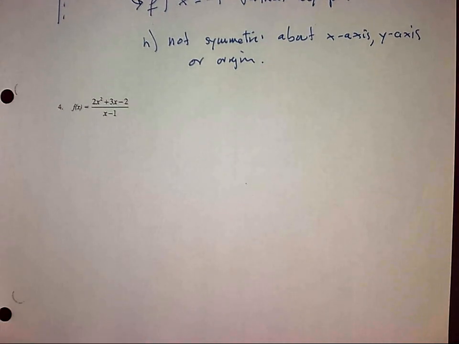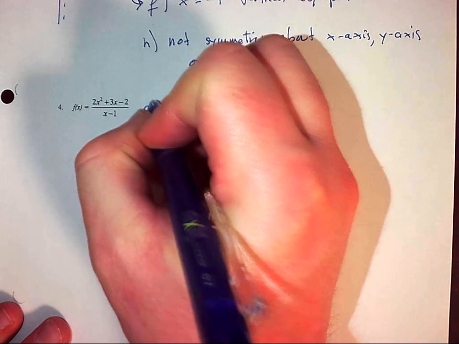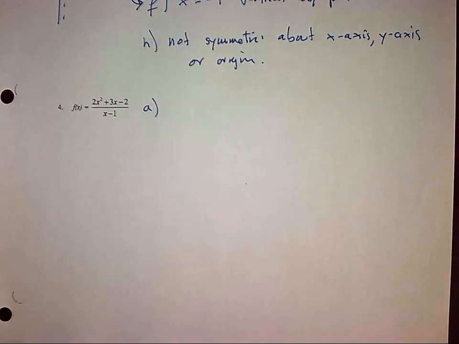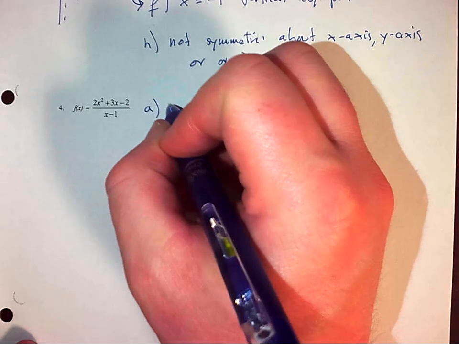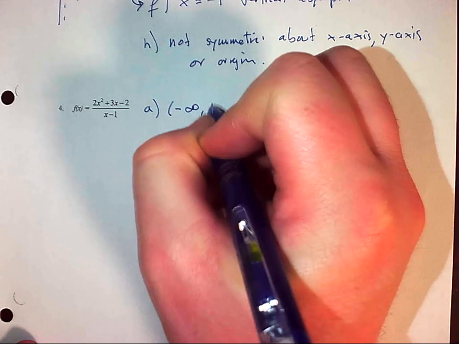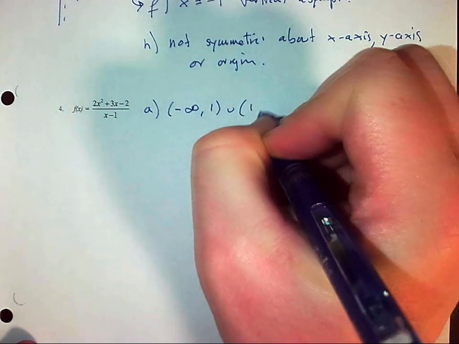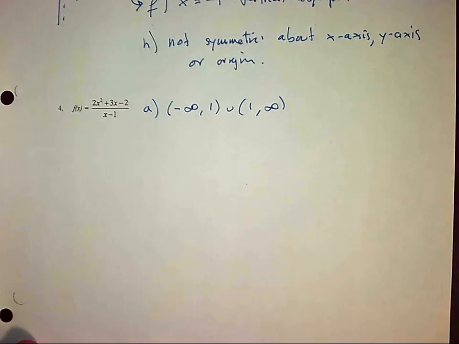Alright, so first things first. For part A, we're trying to state the domain. The domain is simply just going to be every x value where our denominator is not equal to 0. And here the only thing that makes our denominator equal to 0 is when x is equal to 1. So we can go from negative infinity to 1, skip 1, and then go all the way up to positive infinity.